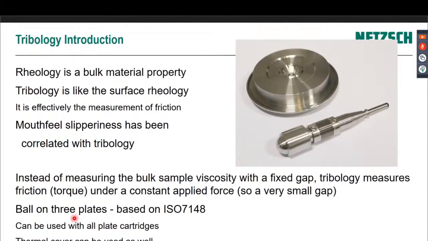So there's so many uses of rheology in foods. Another one is tribology. Now, tribology isn't the bulk rheology properties like we normally use with cone and plates or parallel plates, cups and bobs. This is the surface rheology, basically the amount of friction that the sample is going to give. So if you imagine this is a lubricity measurement, how slippery is your food?